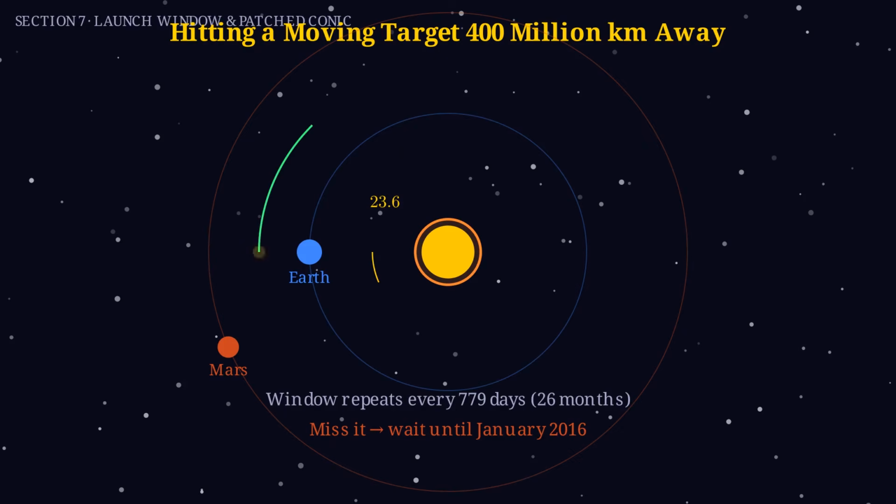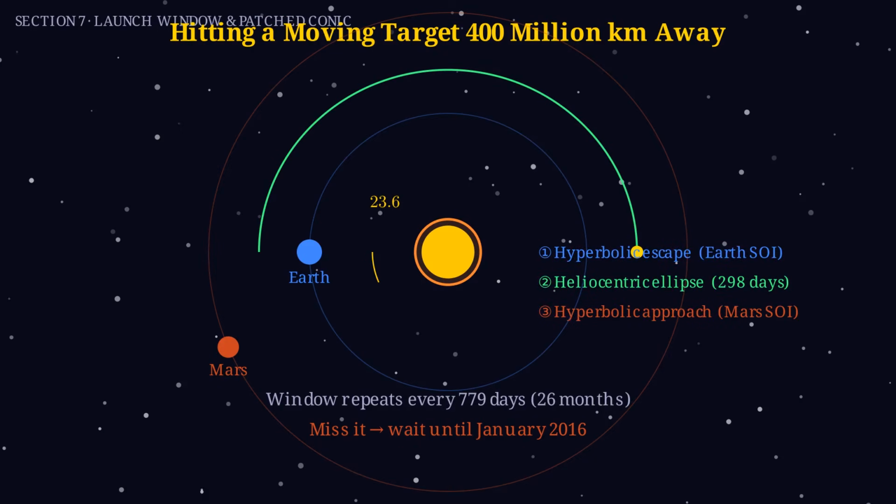The trajectory design uses the patched conic approximation, dividing the journey into 3 separate two-body arcs. First, a hyperbolic escape from Earth's sphere of influence. Second, a heliocentric ellipse for the 298-day cruise. Third, a hyperbolic approach within Mars's sphere of influence. 3 trajectory correction maneuvers during cruise kept the spacecraft on track, costing just 5 meters per second total.